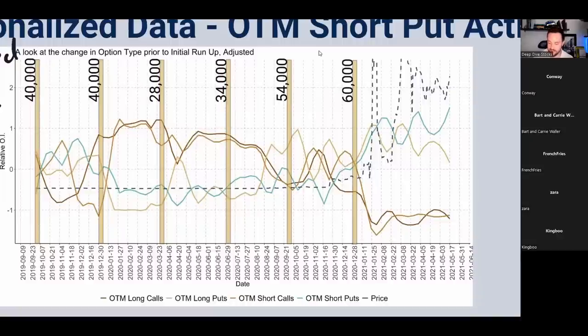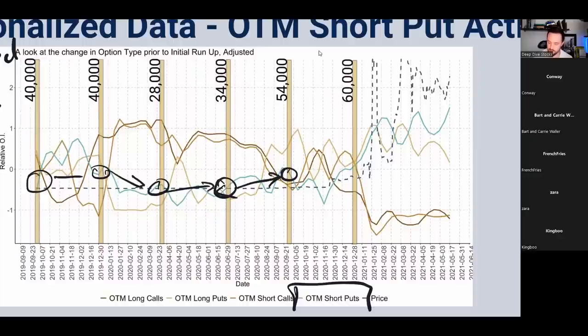And this is just another view of the short out of the money puts. This gets a little messy over here, but it's 40, 40, and then it drops to 28, goes to 20. So the idea is that it follows the relative trend. And that's all this graph really says. Another vantage point.